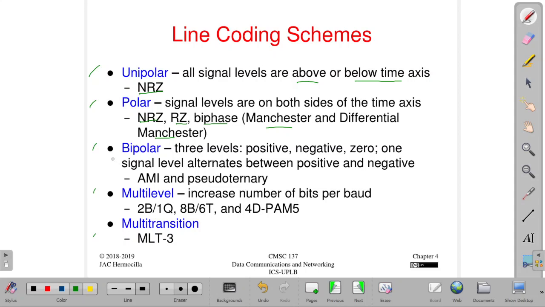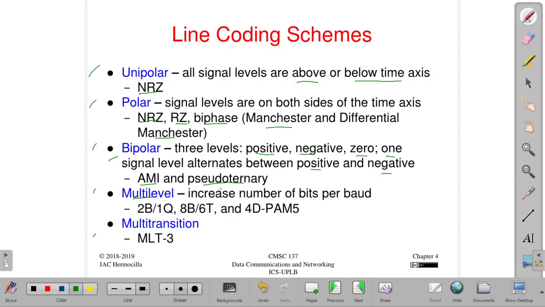Then we have bipolar, wherein you have three levels: positive, negative, and zero. And one signal level alternates between positive and negative. So we have two encoding techniques under this category: AMI and pseudo-ternary.